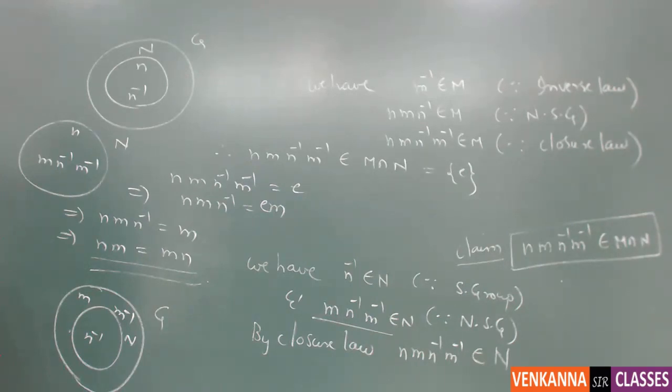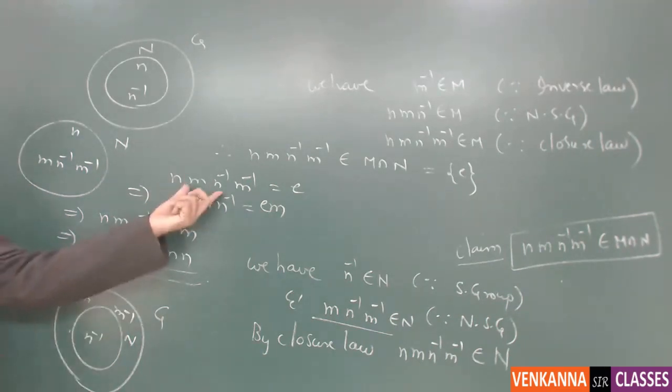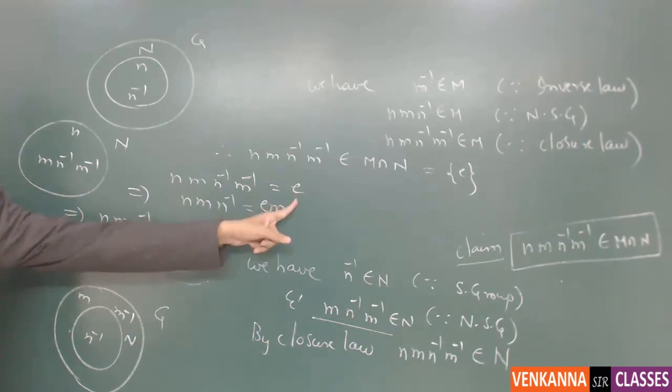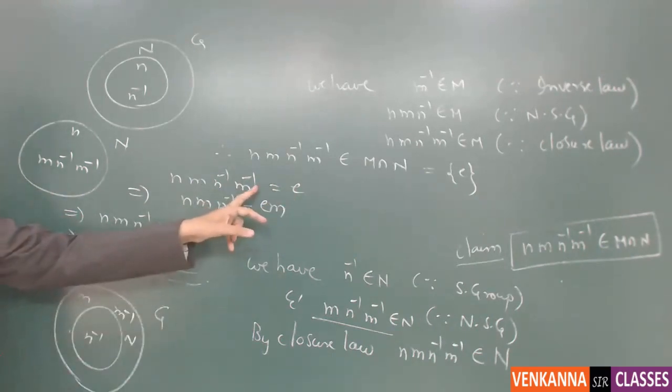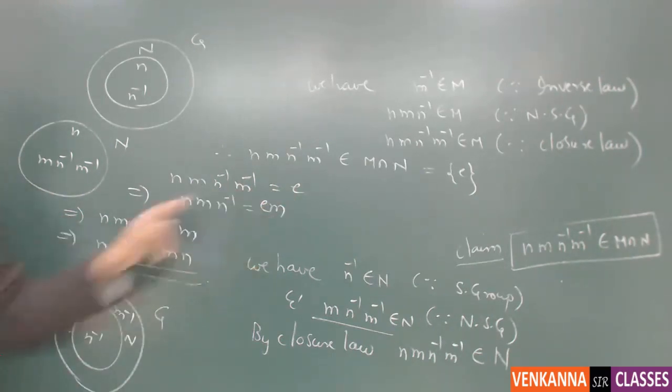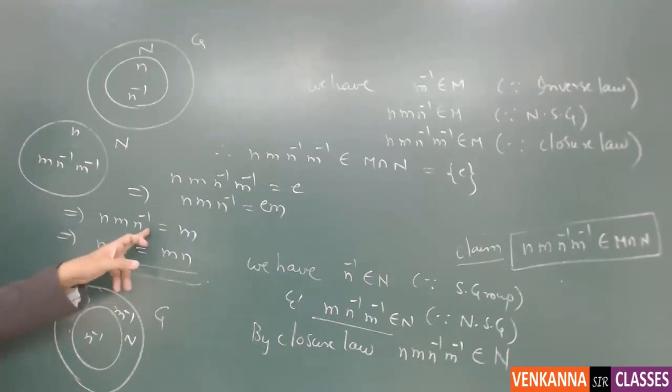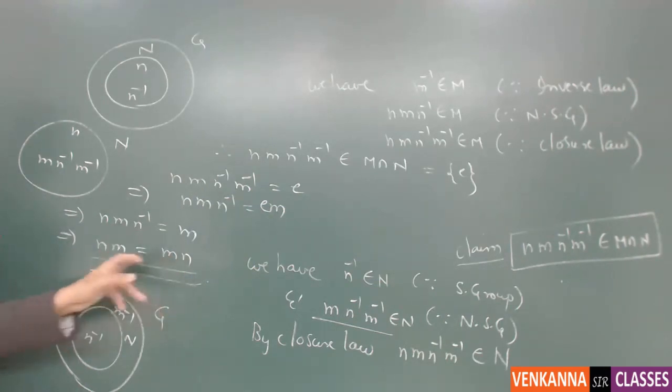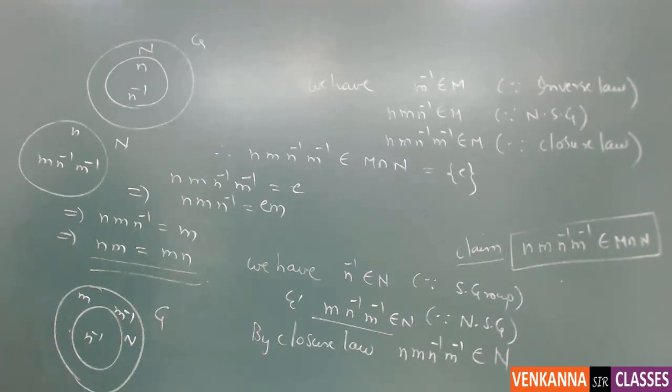So there is one element which is common to both the sets, hence it belongs to the intersection. So it must be equal to the only one element there. So multiplying both sides with m inverse, it gets cancelled. Multiplying both sides with n inverse, it gets cancelled. This is the thing we will get. Is it clear now? If any doubts come, you ask.